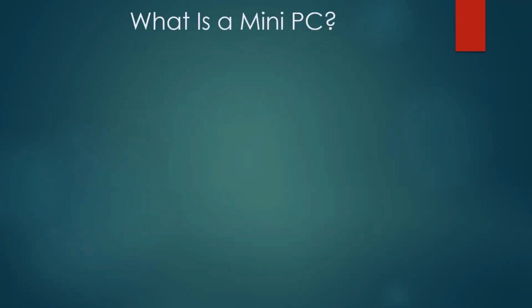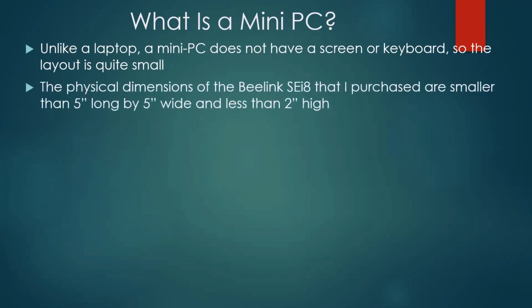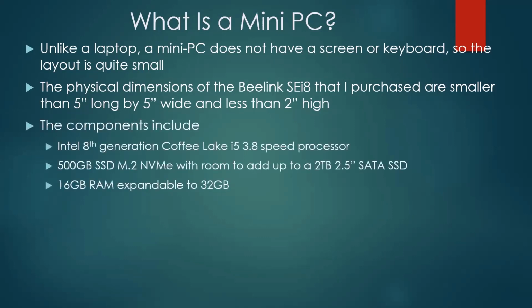So what is a mini PC? Unlike a laptop, a mini PC does not have a screen or keyboard, so the layout is quite small. I purchased a Beelink SEI8, and the physical dimensions of this unit are smaller than 5 inches long by 5 inches wide, and it's less than 2 inches high. And the components include the Intel 8th generation Coffee Lake i5. It's a 3.8 speed processor.